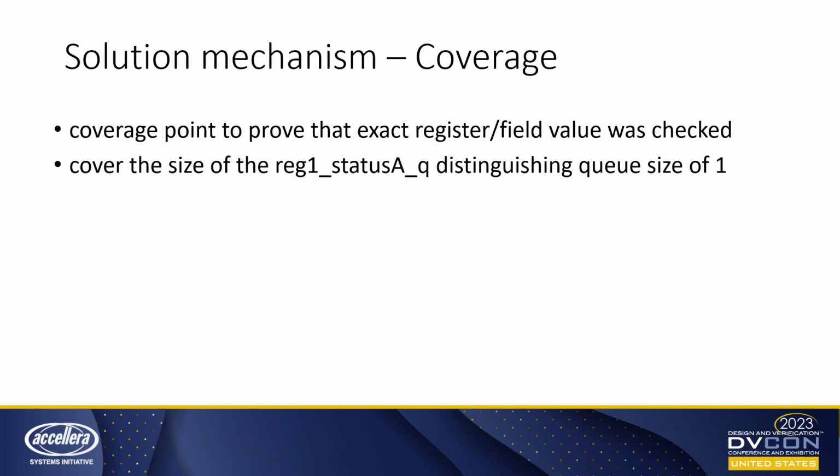There is one thing I want to emphasize here. It's very important to implement a coverage point where only one expected value was in the queue, to prove that the exact register field value was checked. A covergroup should be implemented to cover the size of the reg1 status A queue, distinguishing a queue size of 1. Covergroup sampling should be done when data is successfully checked and before the queue is deleted.